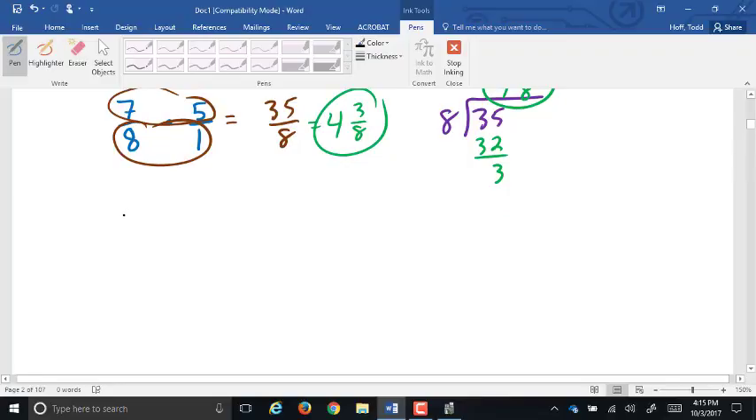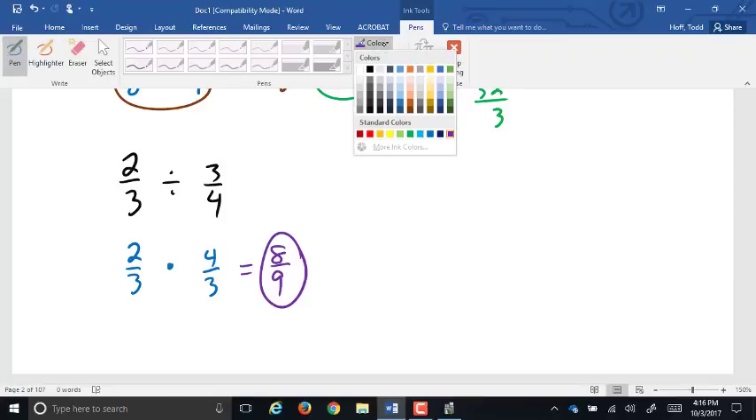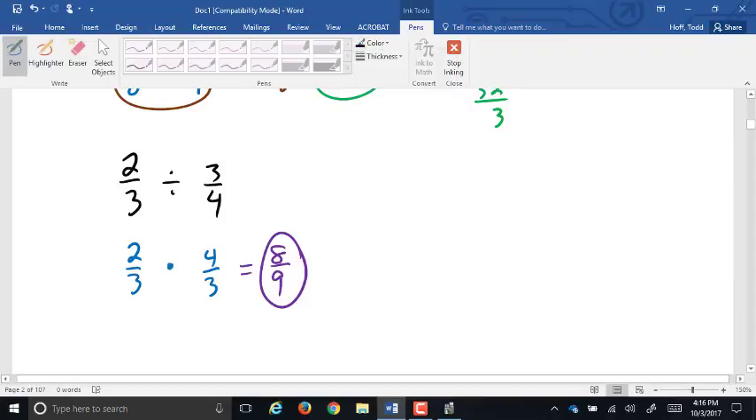What if I give you 2/3 divided by 3/4? I'm going to have you do that in your notes quick. We'll talk about it in a minute. So the 2/3 does not change. It becomes times what? 4/3. Good. 2 times 4 is 8. 3 times 3 is 9. We just get 8/9. Any questions?